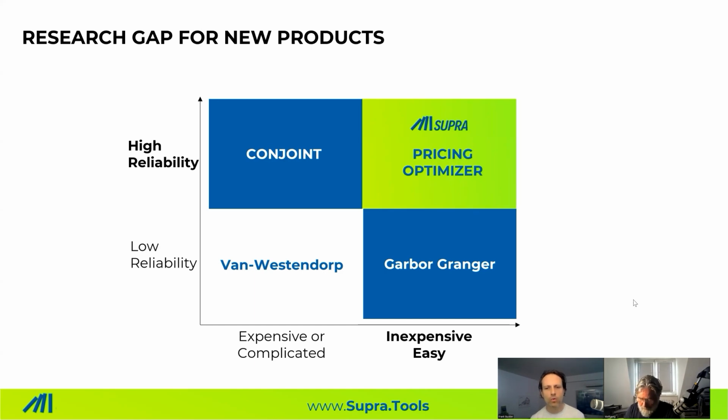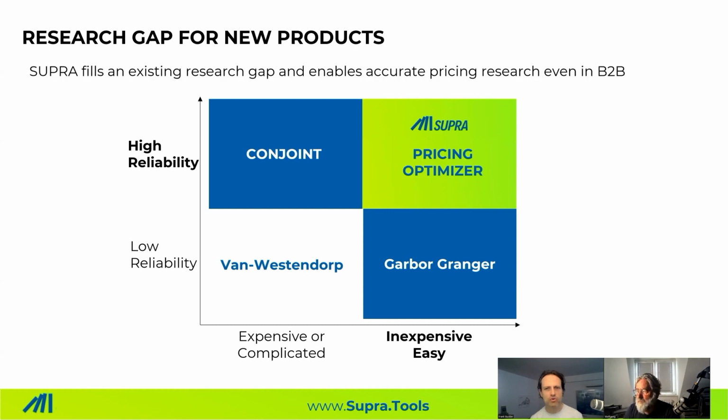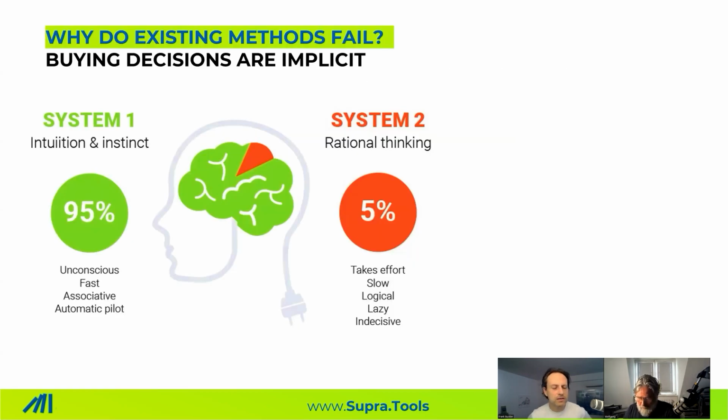So here we are: Supra Price Optimizer. That's basically the white space the implicit price intelligence method wants to fill. How does it do that? It does it by asking the right question. The question: how do customers decide?